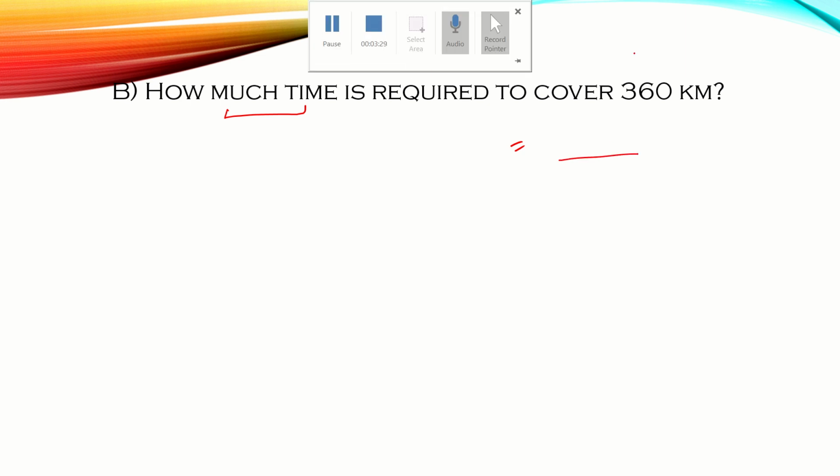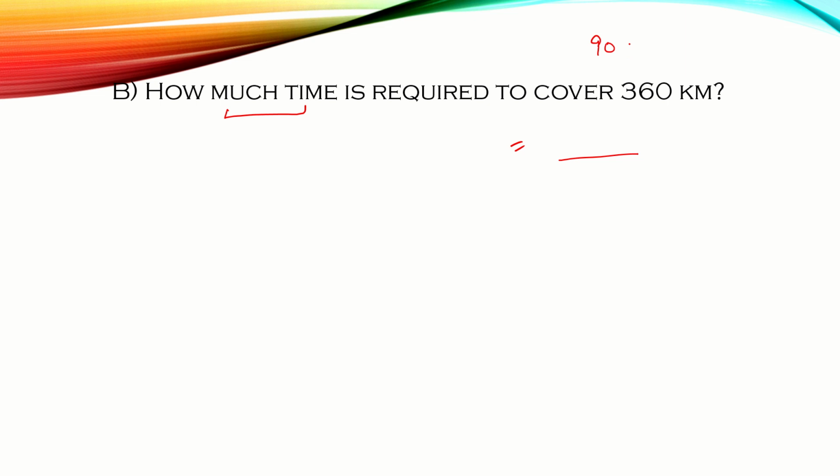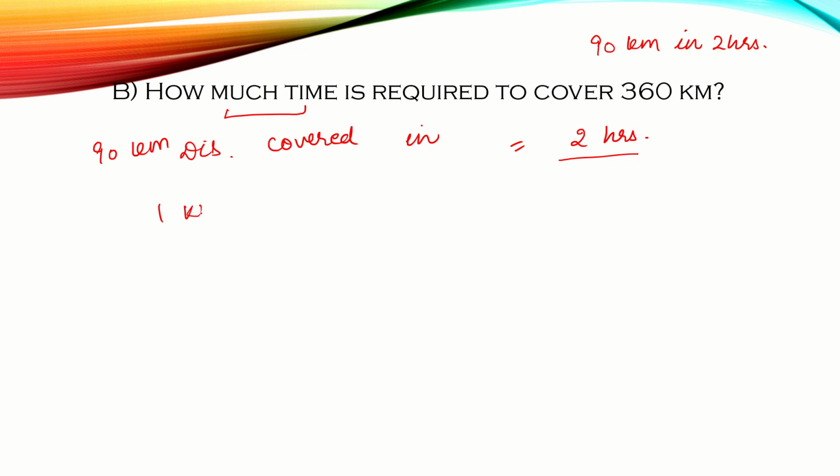In the condition it was given the car is covering 90 kilometers in 2 hours. So I will write like this: 90 kilometer distance covered in how many hours? It is given 2 hours. So I have to find out 1 kilometer distance covered. Again, as I told you in the previous slide, you have to write the number written on the right side first, 2 divided by 90.